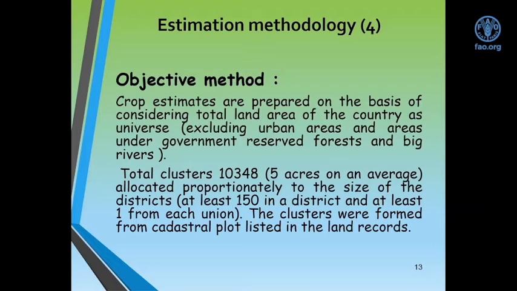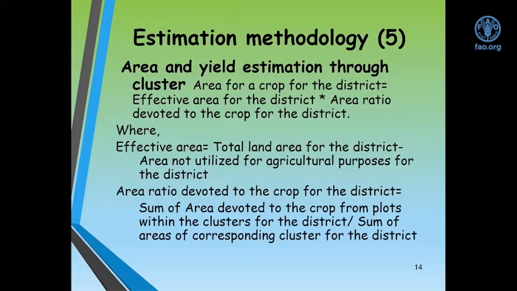Then, area estimation and yield estimation for clusters. Collecting the data from the cluster, first the area and then the yield. The area for crop cutting of the district is the effective area of the district. Every district has an effective area, multiplied by the area ratio devoted to the crop for the district.